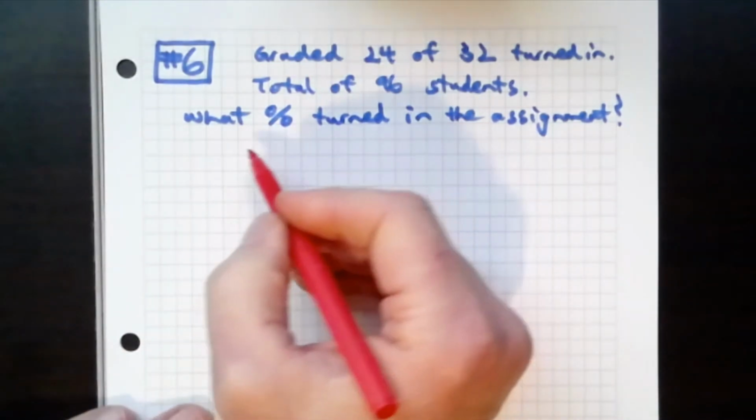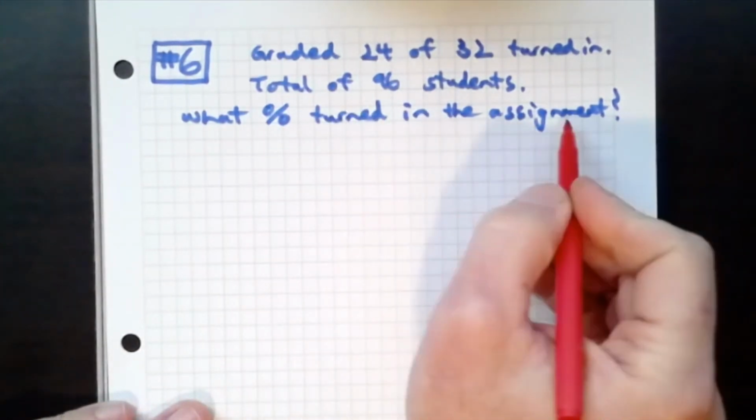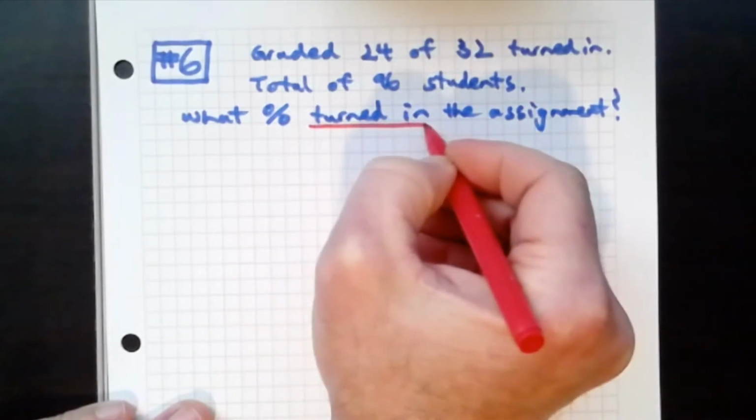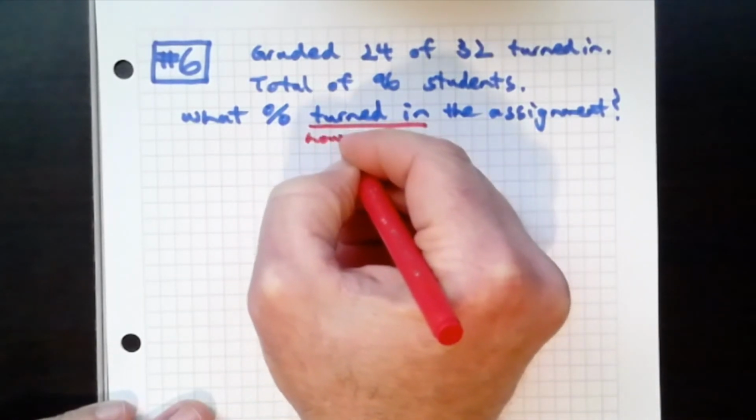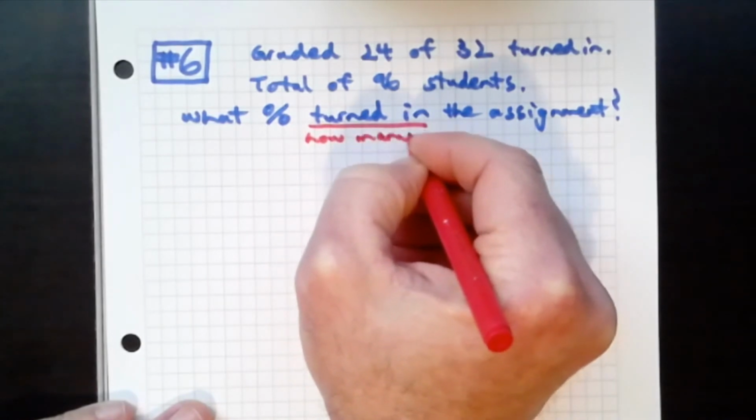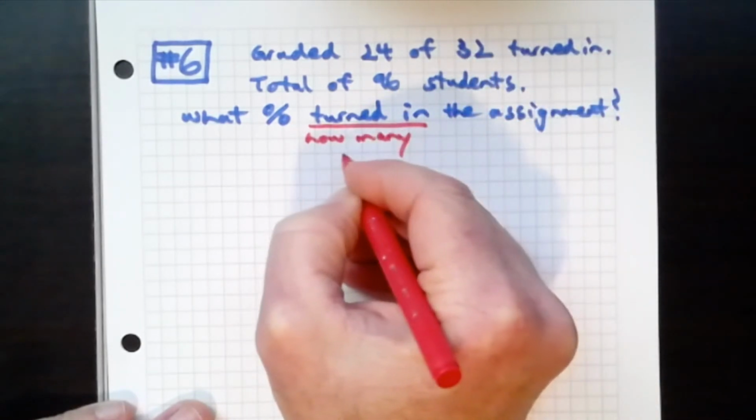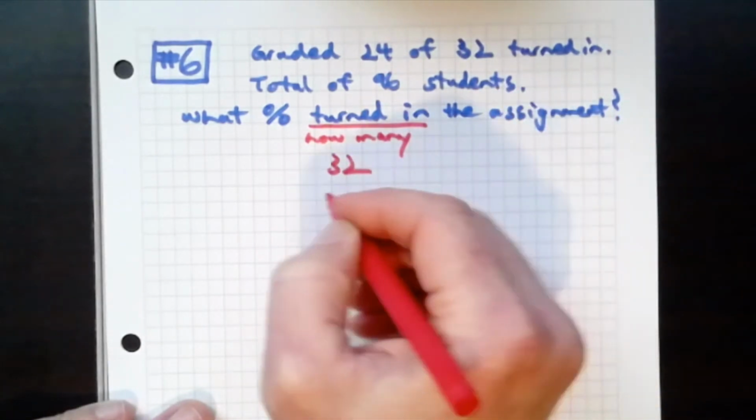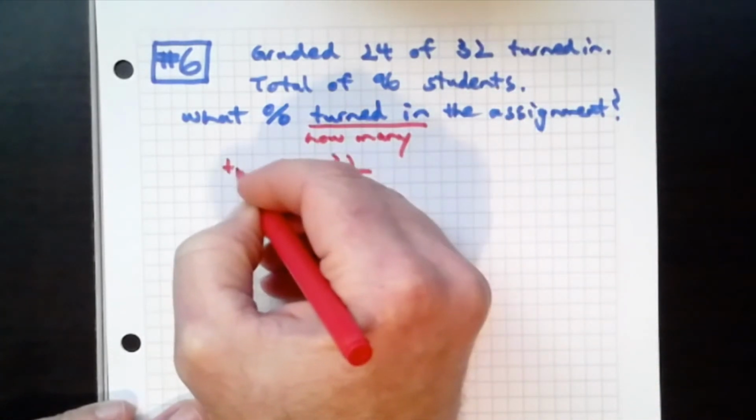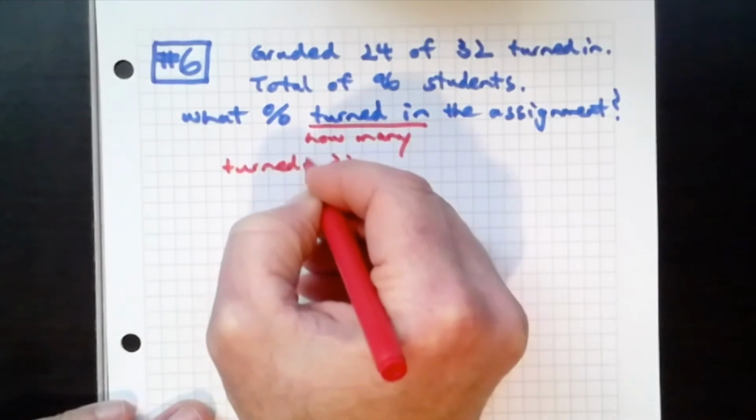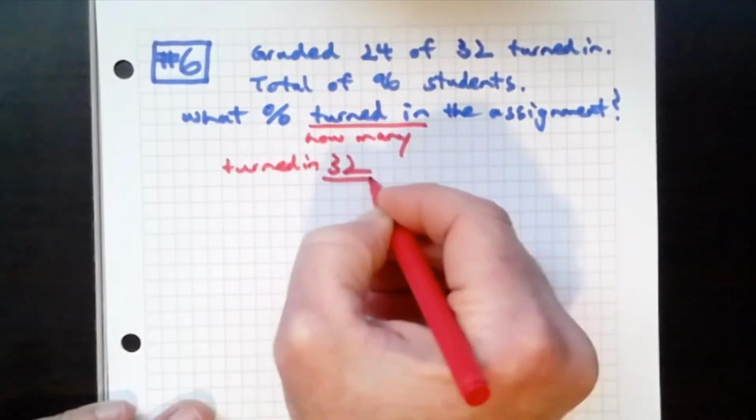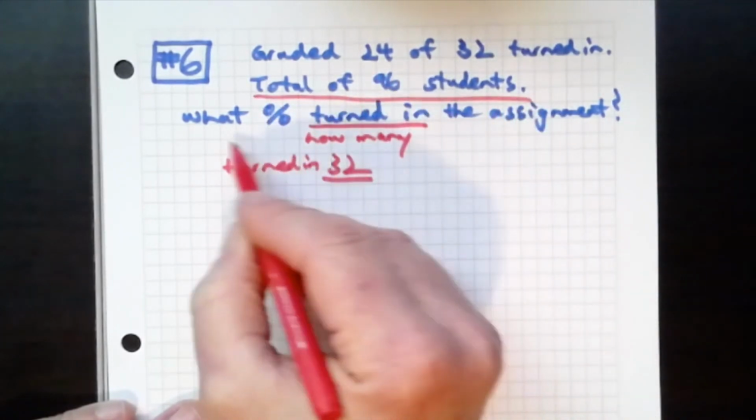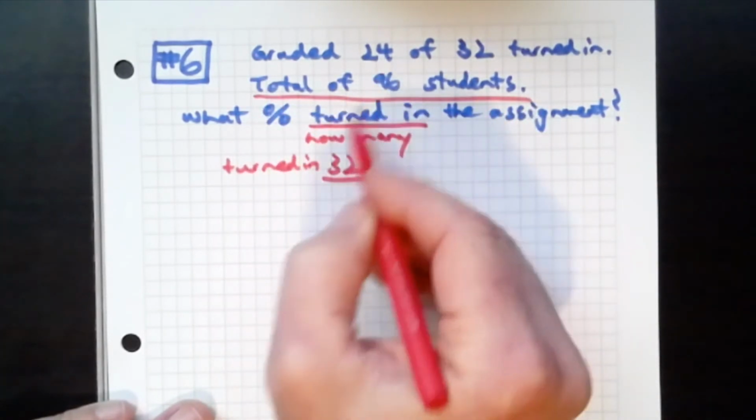Let's go down to the question. What percent turned in the assignment? Well, first let's come up with how many turned in, which is given in the first sentence. So 32 turned in. What's the total? So I have turned in out of the total students, 96. So the 24 really doesn't matter here.